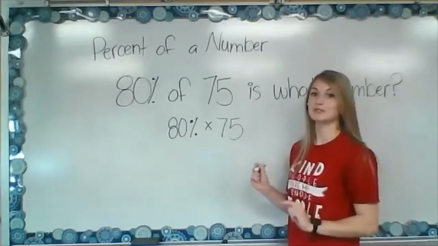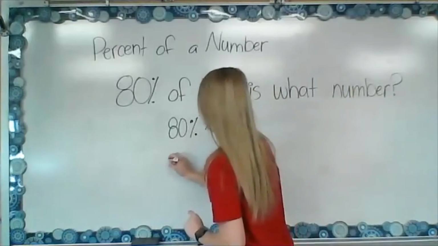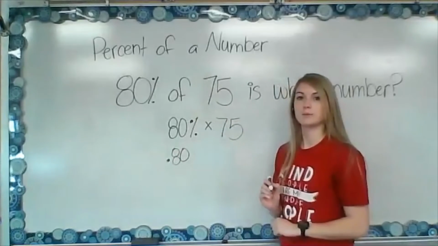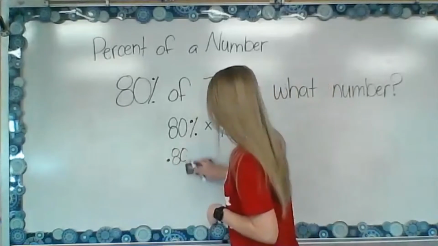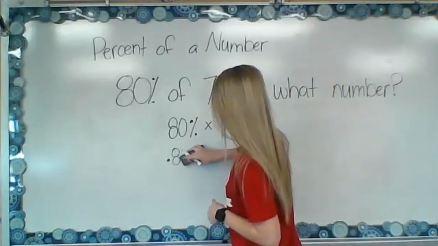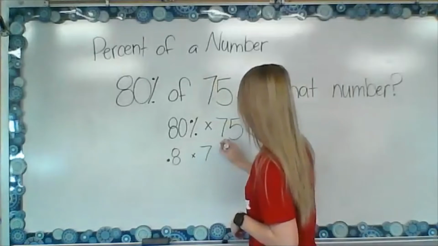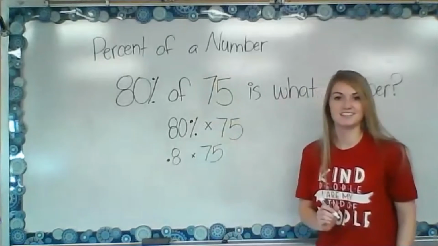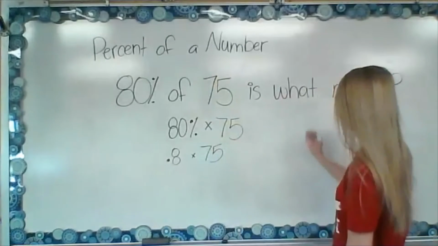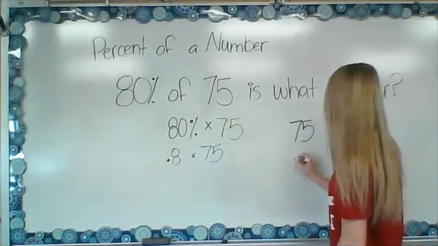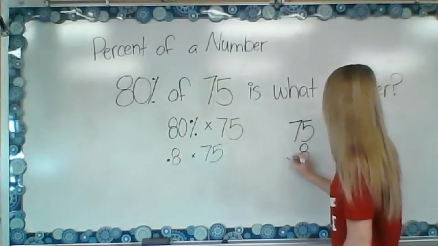We have to change that percent to a decimal, so move it over 2, and I have 80 hundredths. But I don't need that 0, right? I can just turn it into 8 tenths. It's going to be the same thing. So I have 8 tenths times 75. Okay, I'm going to put the 75 on top because it's 2 digits. That'll just make it easier. And then I'll put the 8 tenths on the bottom.